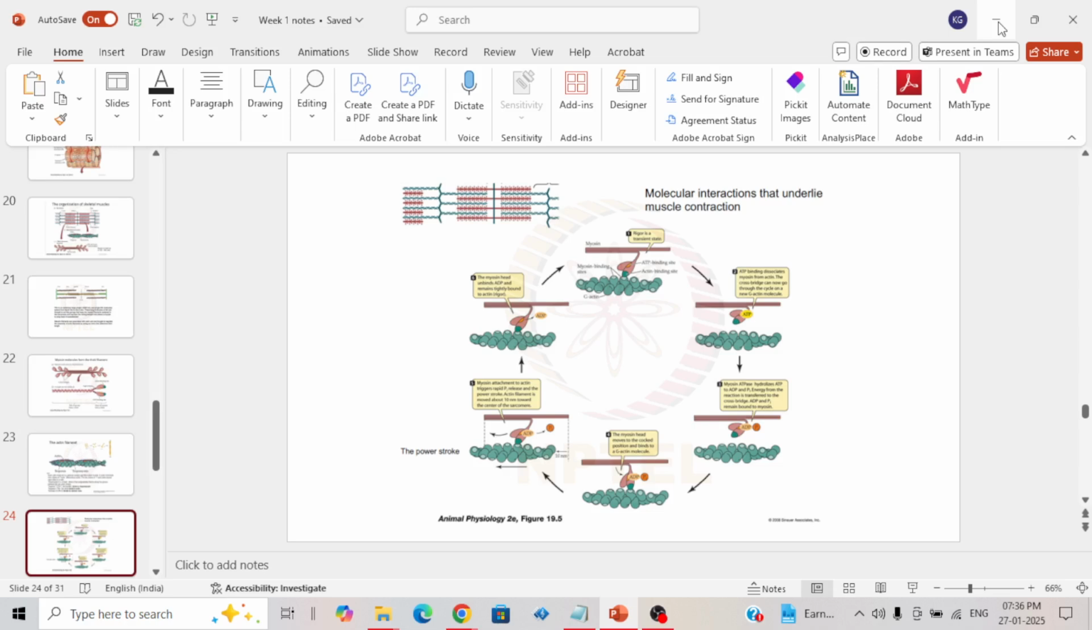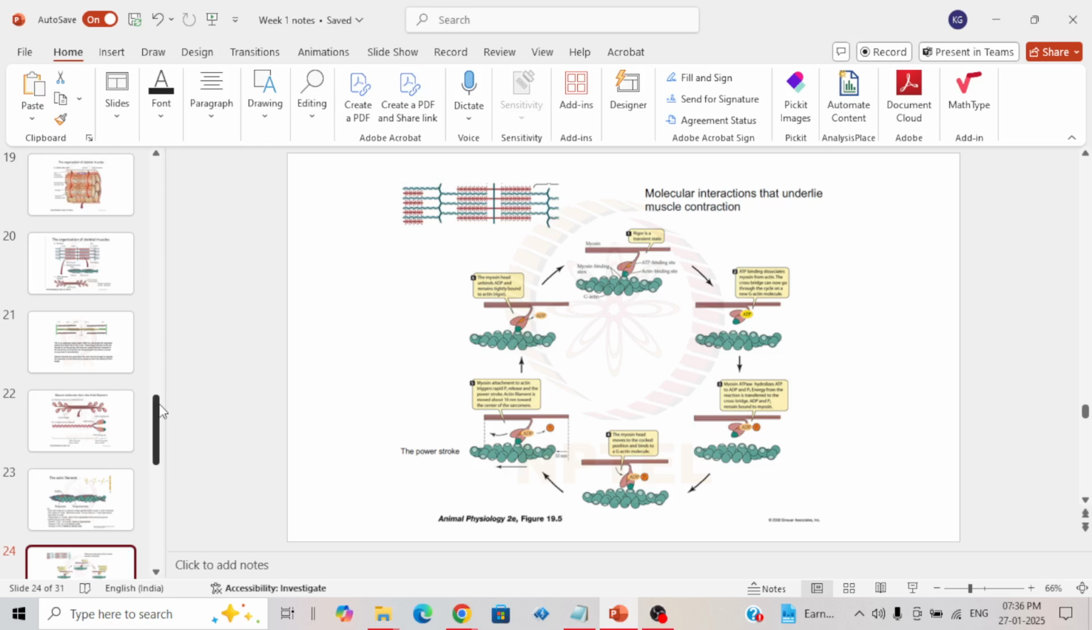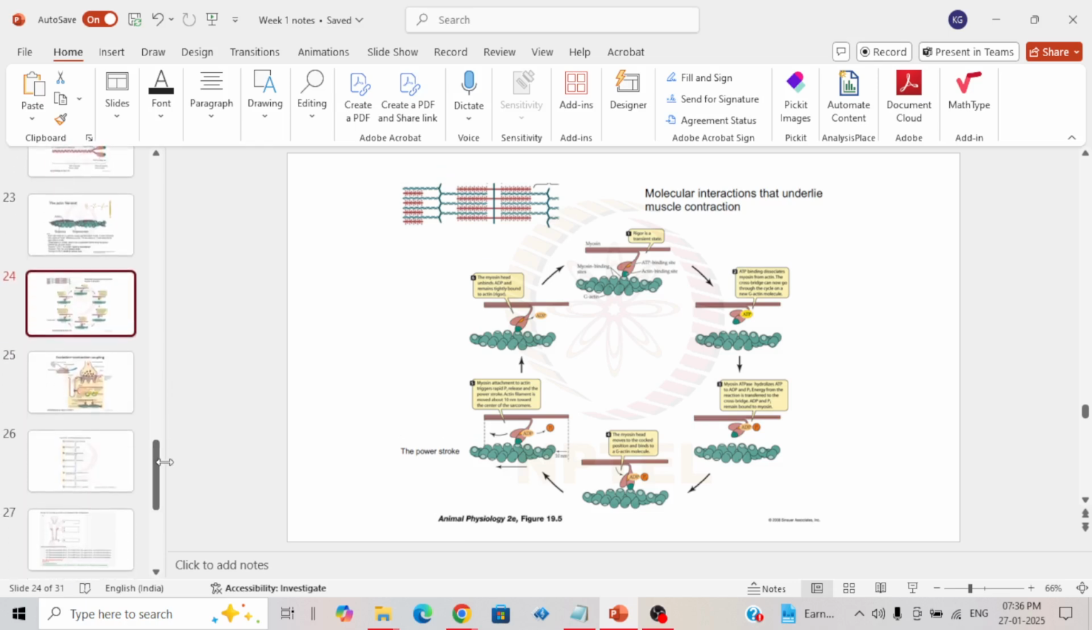Do you understand what the power stroke is? Yes, ma'am. Okay, perfect. Good, you can understand what a power stroke is.